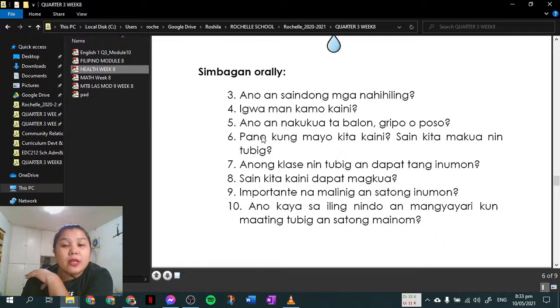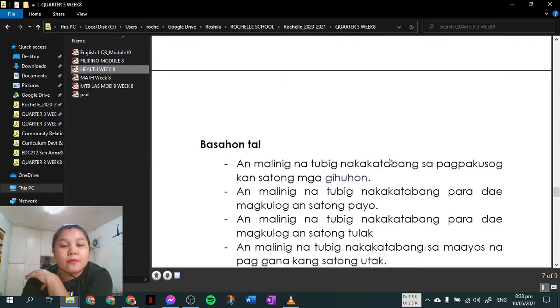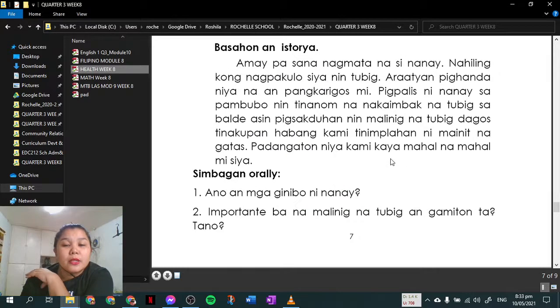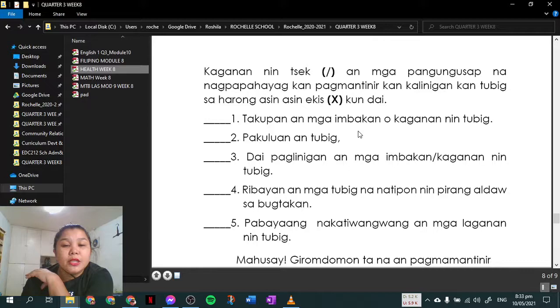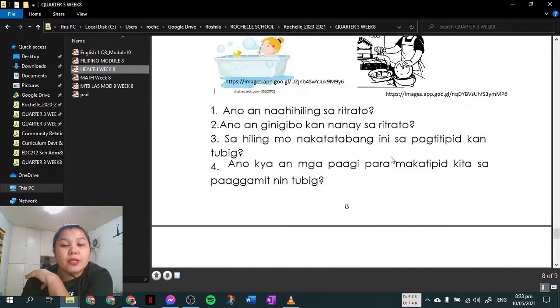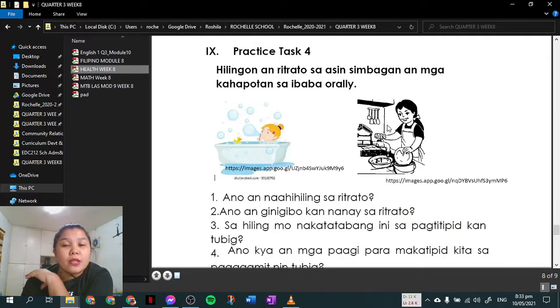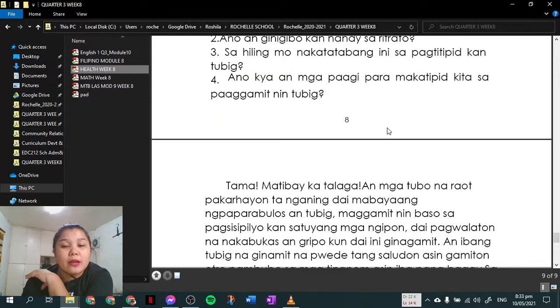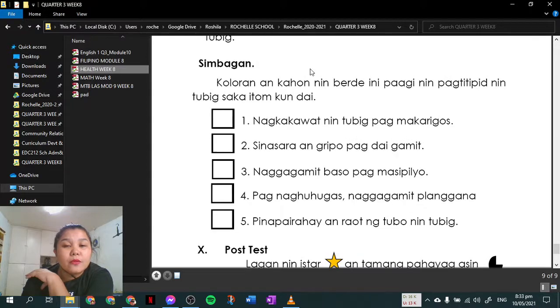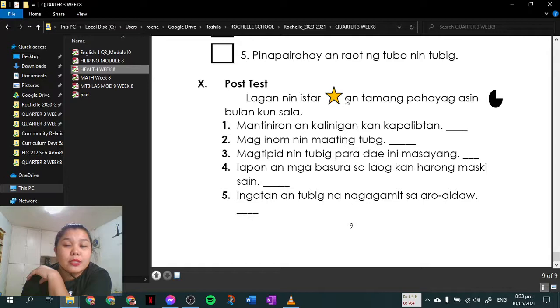Answer orally, so it means you don't need to write your answers. Let's practice task 3. Check or X. Practice task 4. Look at the picture and answer the sentences below, orally na lang. And then, color the box green. This is a way of saving water, green or black. And then, post-test, star or moon.